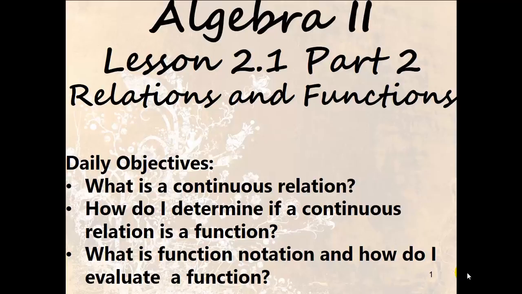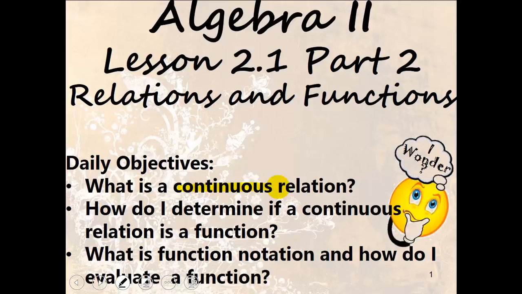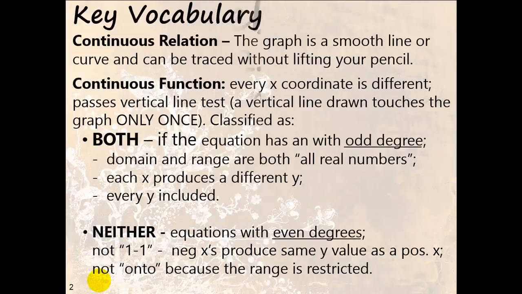Hello, welcome back. We're going to do part 2 of section 2.1, and we're going to talk about continuous relations. We're going to ask ourselves, what does a continuous relationship look like? How do I determine if a continuous relation is a function? And once I know that it's a function, how do I use function notation to evaluate? All right, so that's what we're going to ponder today. Ready? Let's do this.